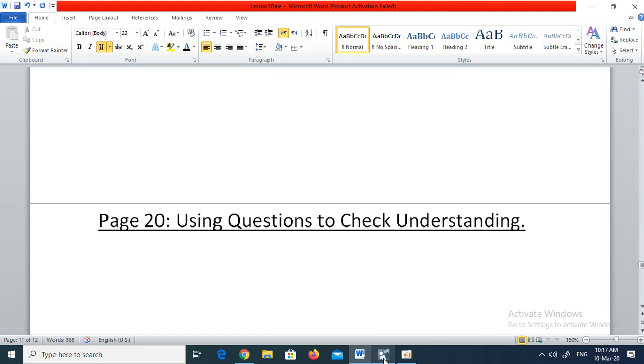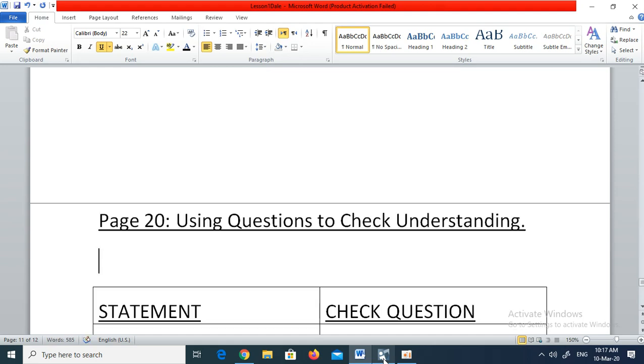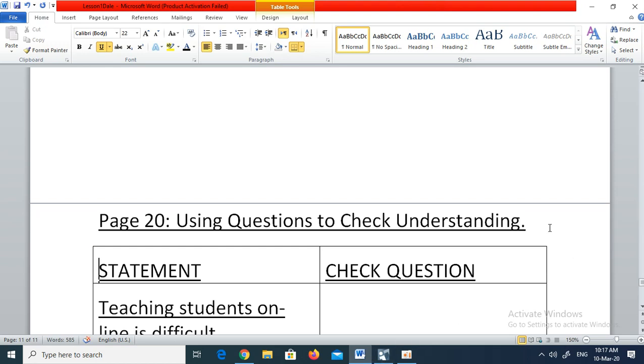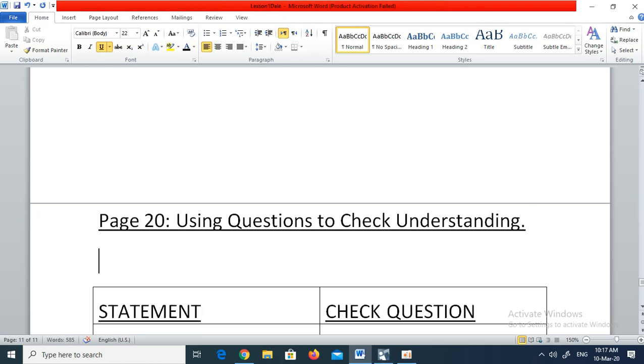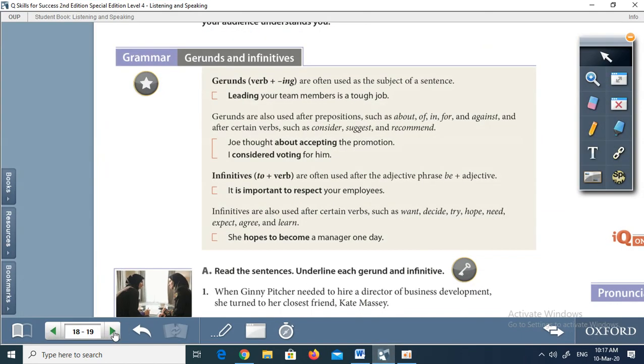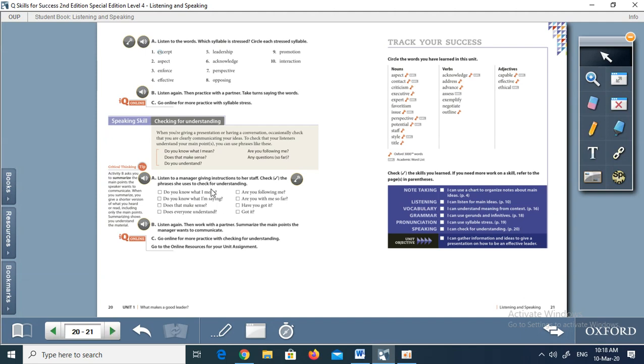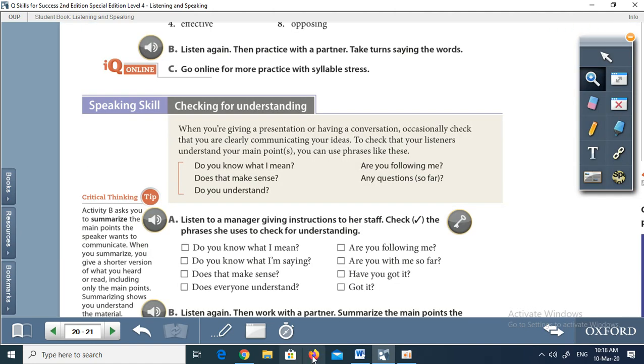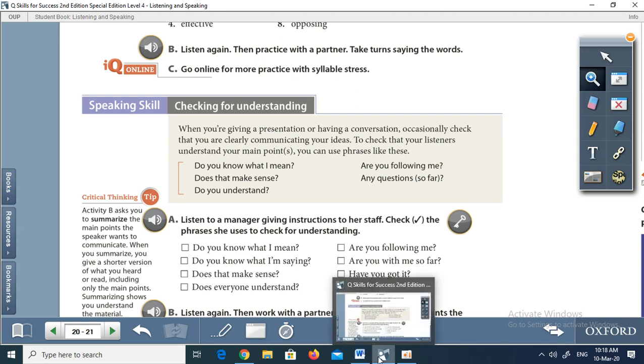All right, I'm assuming you have done exercise 19B and you're now ready to move on. The second component of the lesson today is our conversational skills component, and I need you all to go to page 20 where we are going to go through this. Okay. The section that we will be on is speaking skill, checking for understanding, and it should be here on page 20 in your book.